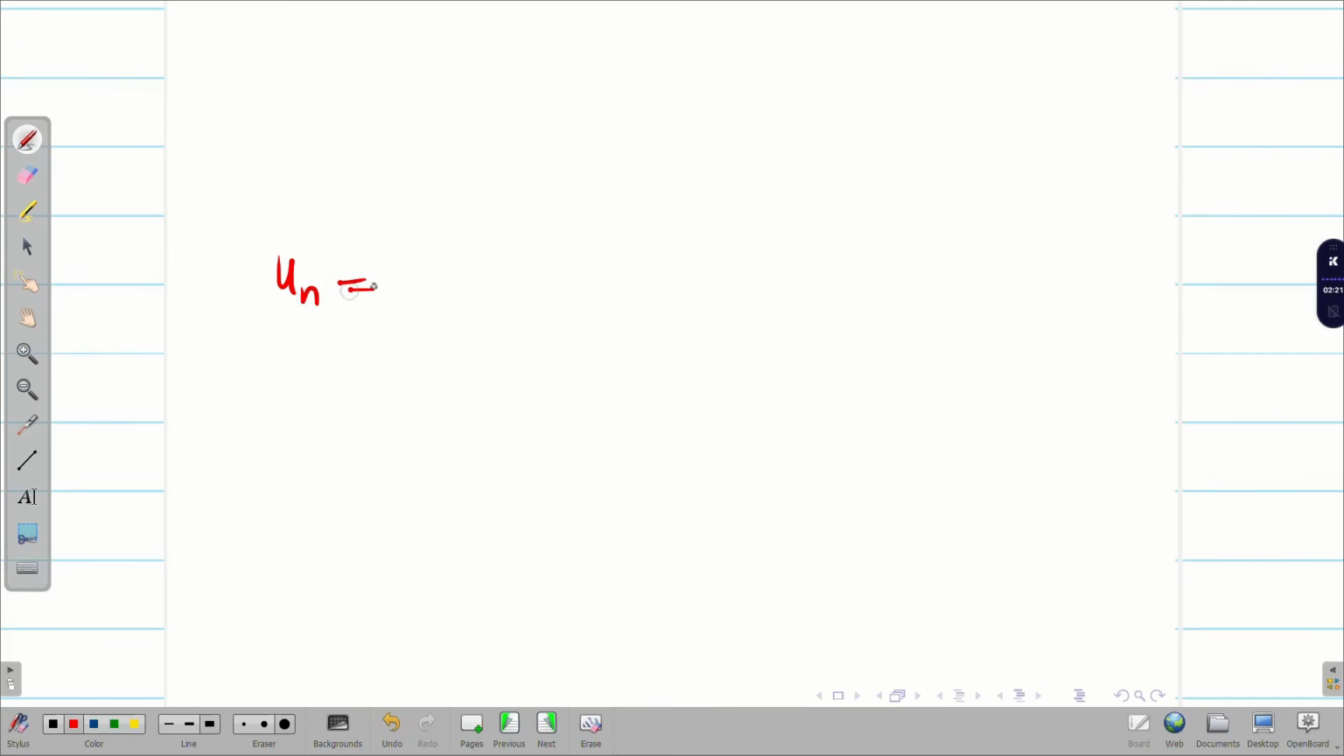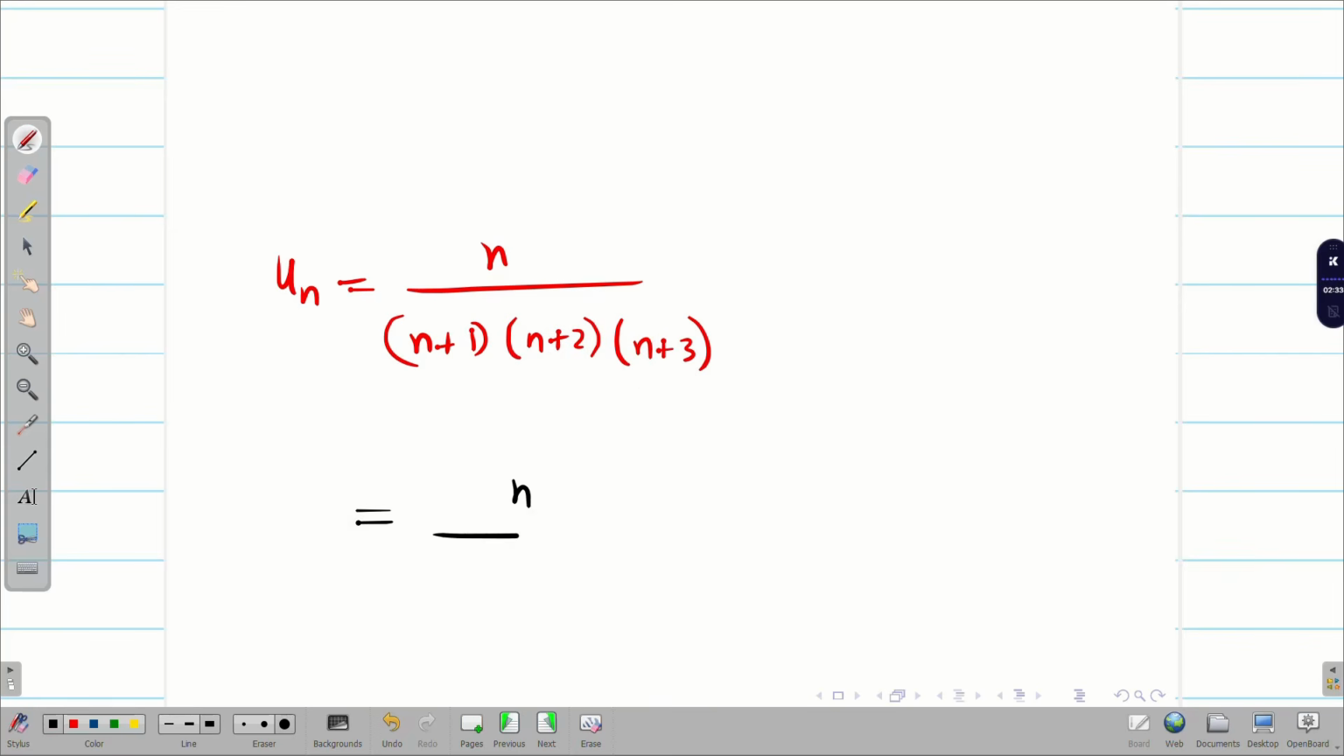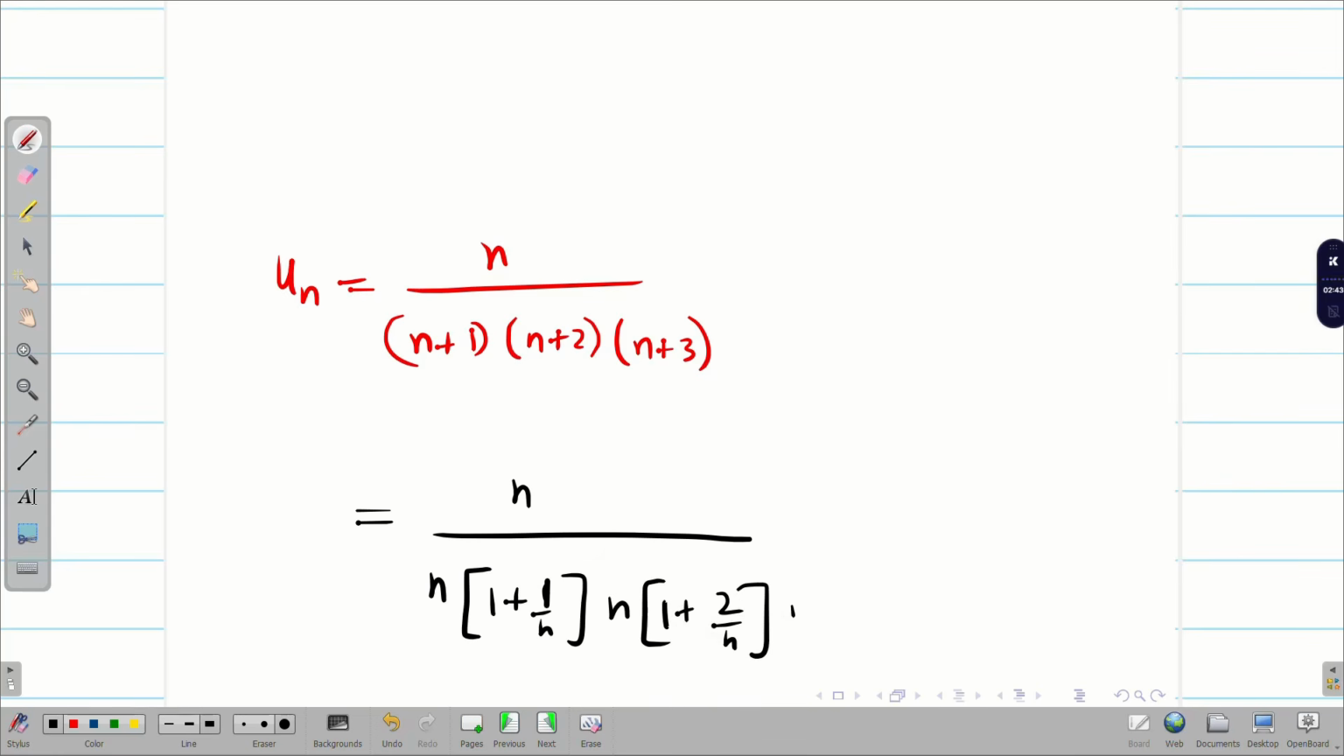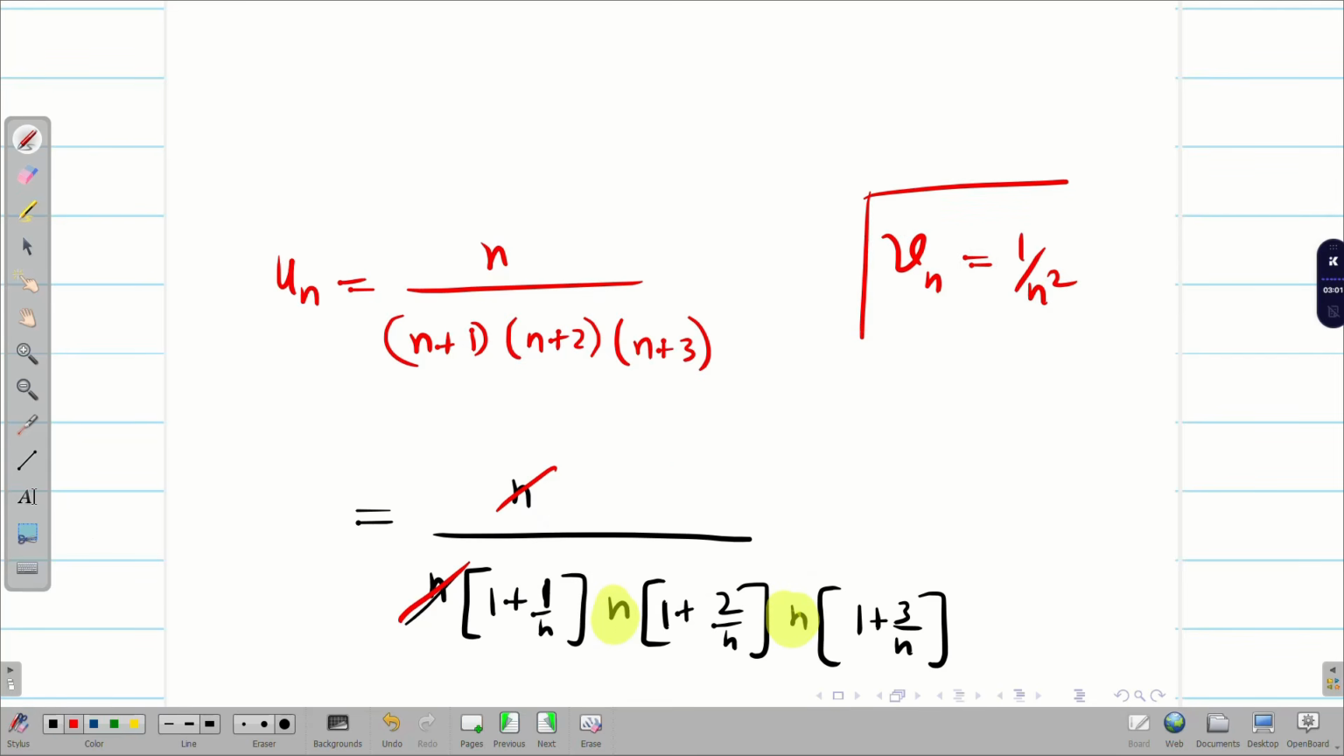Suppose for example we have Un, n divided by n plus 1, n plus 2, n plus 3. So what we did, we take n outside because we are going to apply infinity. So n into 1 plus 1 by n into 1 plus 2 by n into 1 plus 3 by n. Then we try to cancel whatever it is possible and then we apply the limit. And the guys who are making trouble, we take the guys as Vn and then using limit comparison and the basic result, we solve the problem.